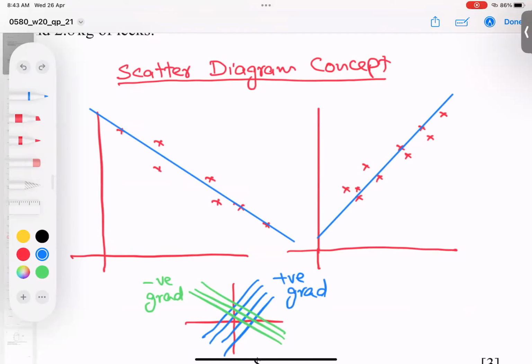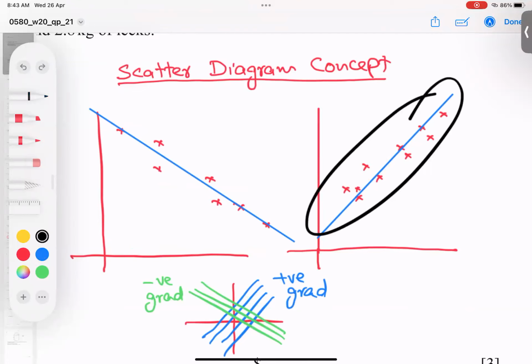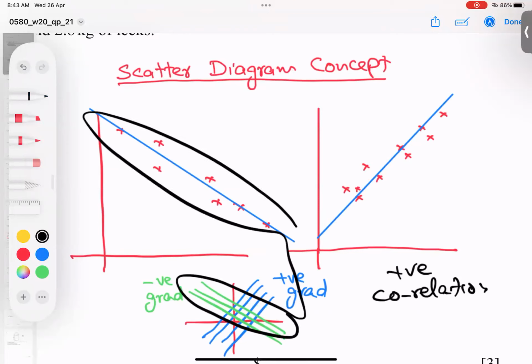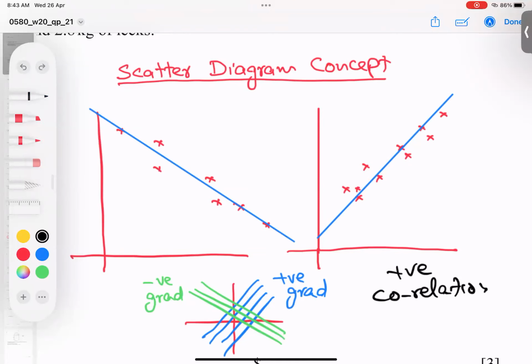Now see, is this line parallel to the blue lines or not? Yes. So this is called positive correlation. And this line is parallel to the green lines. So this is called negative correlation. I hope the point is okay to some extent.